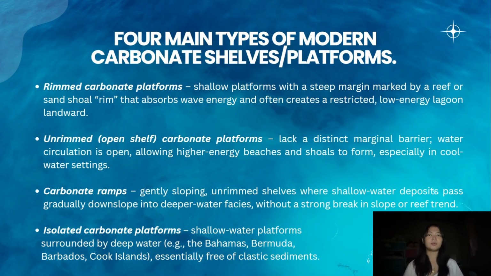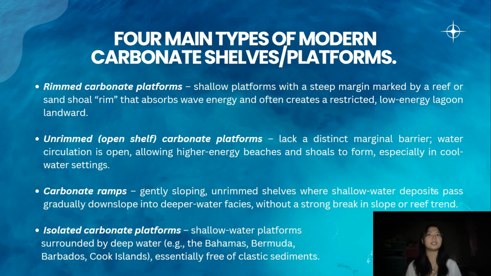The first one is rimmed carbonate platforms. These have a distinct reef or sand shoal rim along the margin, which absorbs wave energy and often creates a protected low-energy lagoon behind it. The second one is unrimmed or open shelf platforms. These lack a marginal barrier, so water circulation is open. This results in higher energy beaches and shoals, especially common in cooler water environments.